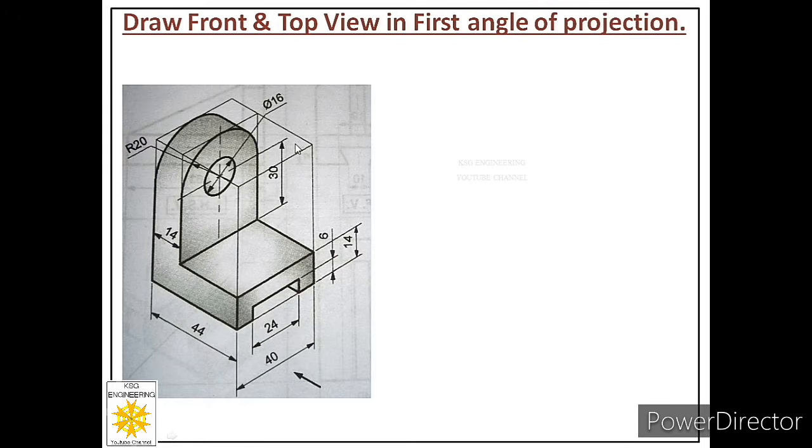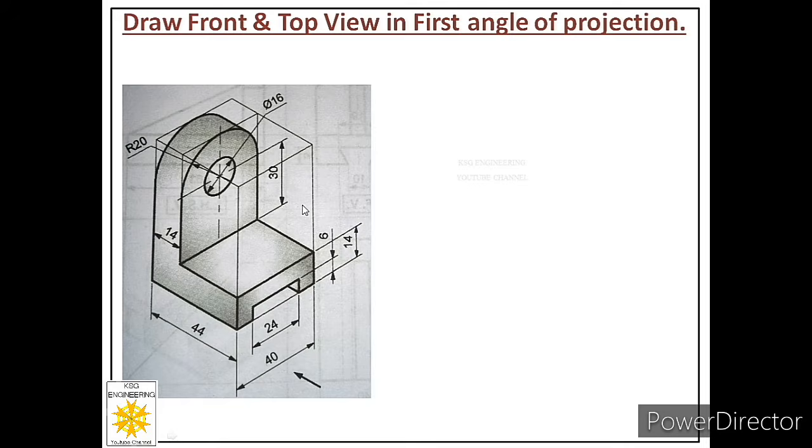Now let us discuss its front view first. Whenever we have to draw the front view of any particular object, we have to see two kinds of faces: faces parallel to VP and faces inclined to VP. Because when the observer looks at the object from the front, only two kinds of faces will be visible, those parallel and inclined to VP.